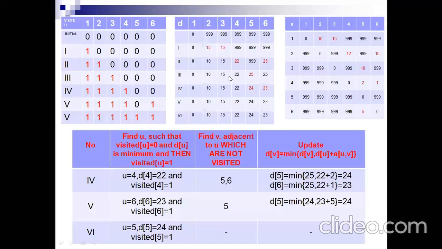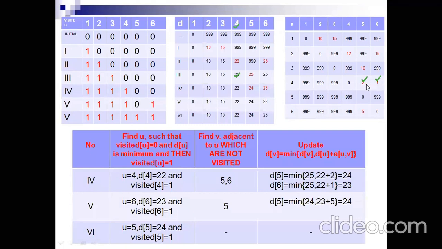4, 5, 6, out of which which is the minimum there? The minimum here is the 22 value, which corresponds to the vertex 4. 4 is the minimum value there, right? So u equals 4, d4 is equal to 22, and make 4 as visited. So update the fourth iteration visited values, right? Now you can see, for 4 the adjacent vertices are 5 and 6, and they are still not visited. Very important: find u such that they are not visited. That's very important.